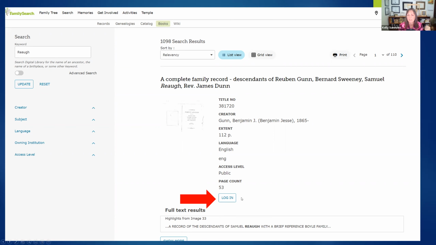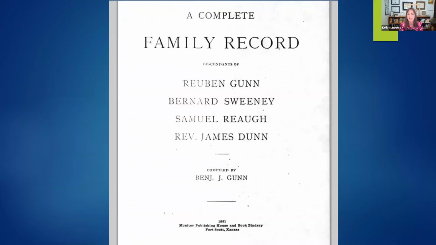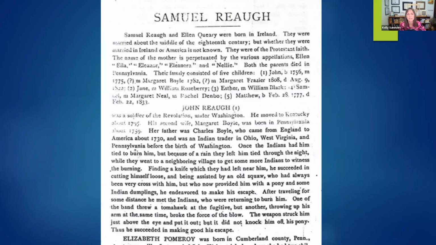So I want to go ahead and look at this. I can log in. Actually, I don't know why that says log in. It's actually access the book, but you do need to be logged into Family Search to access it. I click on that and I get the image, the title page of the book, and I can see that it is divided into 4 parts. I go to the section for Samuel. And this section starts with Samuel and tells me some information about him.